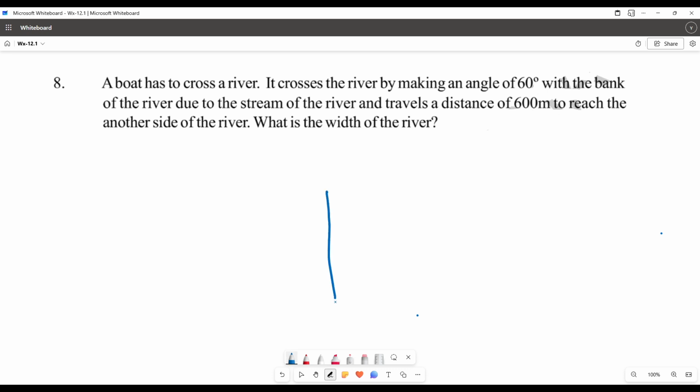So let's assume that these are the banks of the river, and now the man has to cross from point A to point B. He has to cross this way, but due to the water stream, he drifts apart and reaches this point C, which is 600 meters. He travels 600 meters, and that is at 60 degrees with the bank. So he's telling us to find the length of AB.